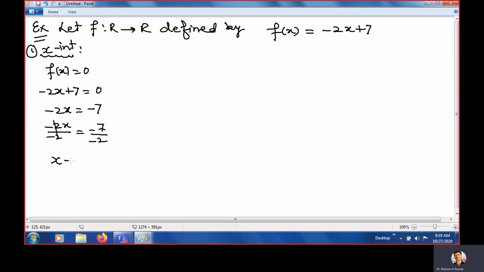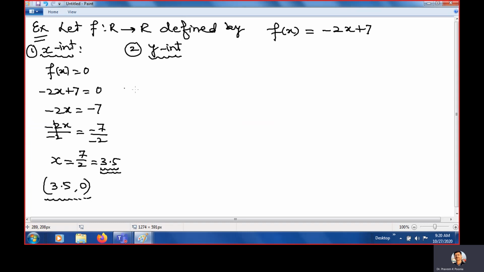This class x equals negative 7 by 2, or you can write this as 3.5, 0. Clear? So what is the coordinate through which the curve will pass? It is 3.5, 0. And what is the x-intercept? X-intercept is 3.5. Now number 2, y-intercept. Clear? Some people also call this coordinate, 3.5, 0, the x-intercept. Some people call this point 3.5 the x-intercept.